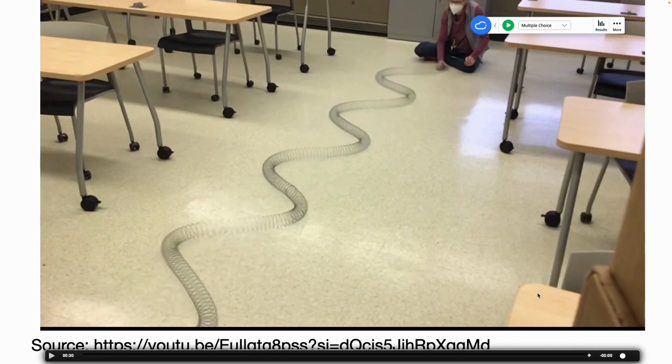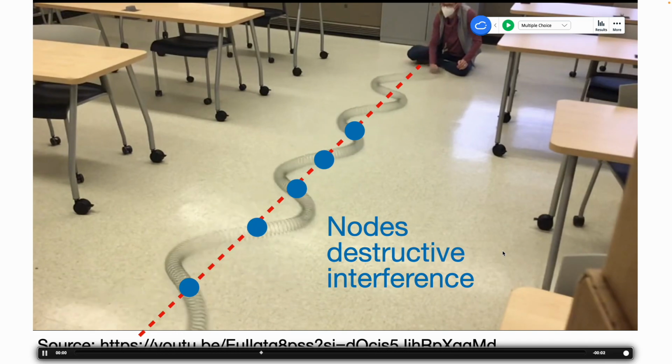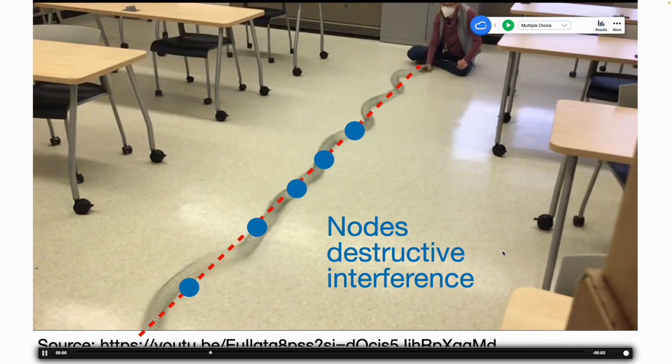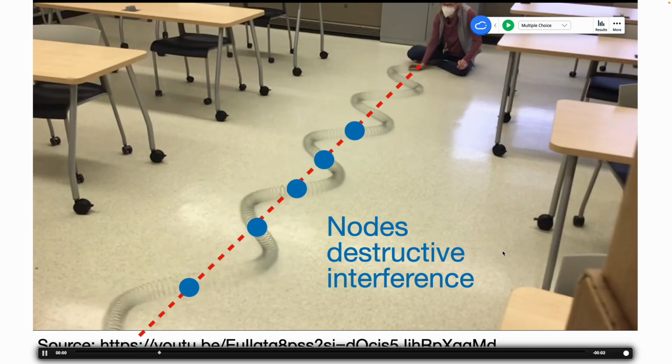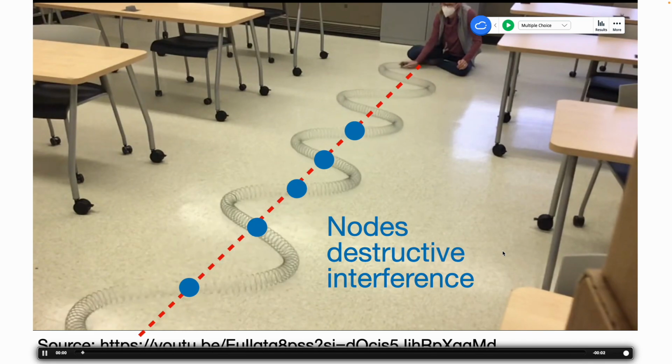For a standing wave, you will see that there are some points that just don't move away from the equilibrium position. Those points, where after you add two waves the waves always cancel each other, are called the nodes. They are having destructive interference. The two waves just always destroy each other and always cancel each other at these points. So these points are called the nodes.